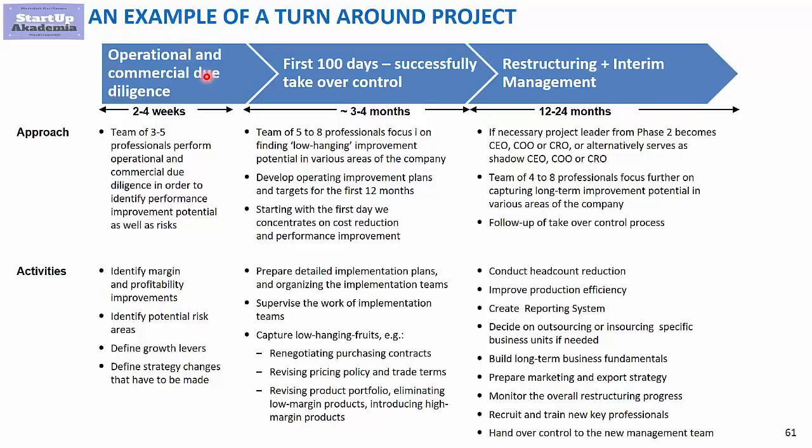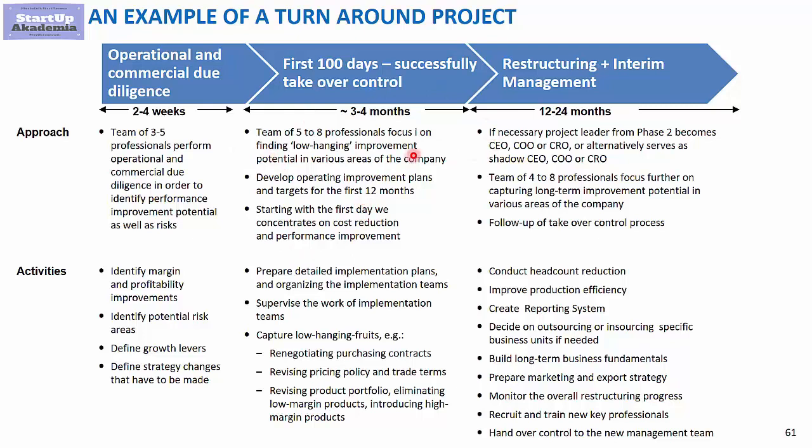Let's start with the first example. This is an example of a turnaround project, which consists of 3 phases: operational and commercial due diligence, first 100 days successful takeover control, and then restructuring interim management. I show here the duration in weeks for all stages, and then I show them our approach, so how we would approach specific stuff and what kind of activities we would be doing in each and every phase. So they know roughly what's gonna happen to them, what is the framework we're gonna use, and how long it will take, and obviously what is our approach.